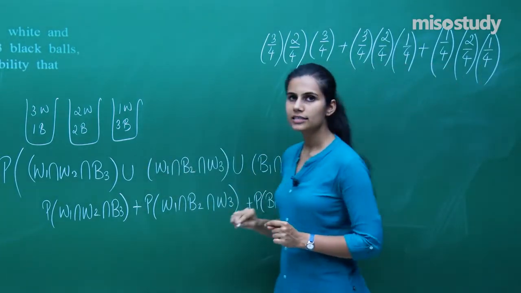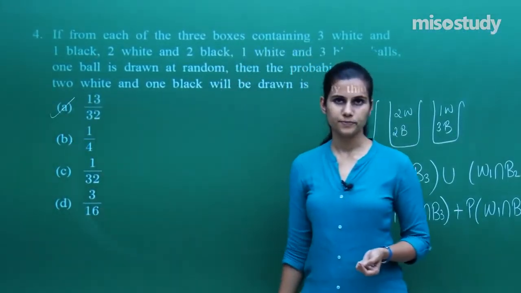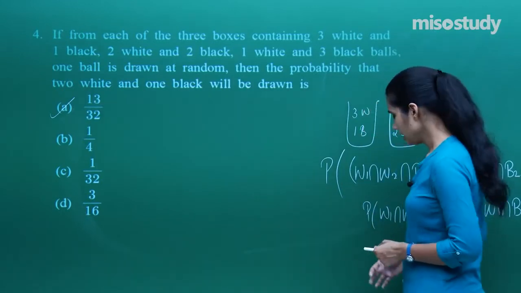You evaluate this sum and that gives you the probability, which is equal to 13 by 32. Clear? Pretty easy question. Let's move on to the next.